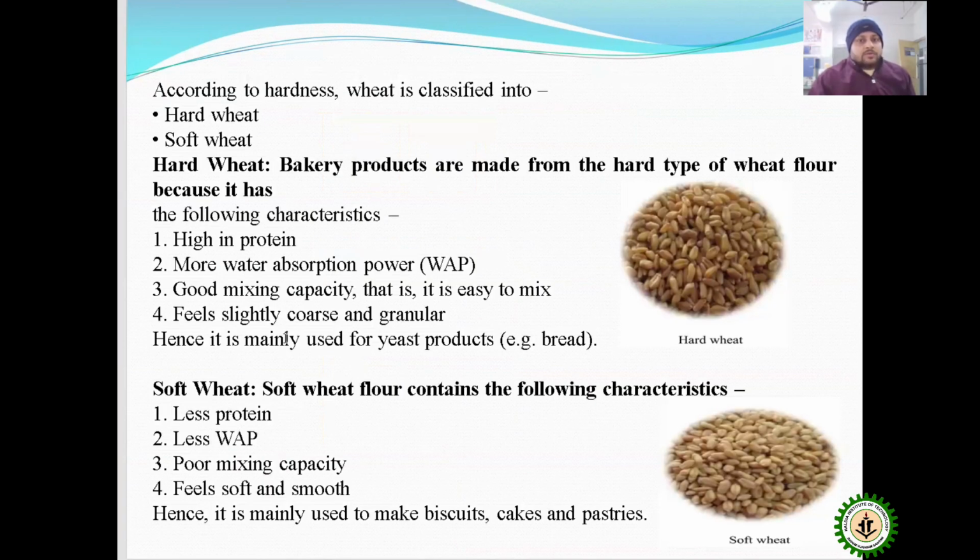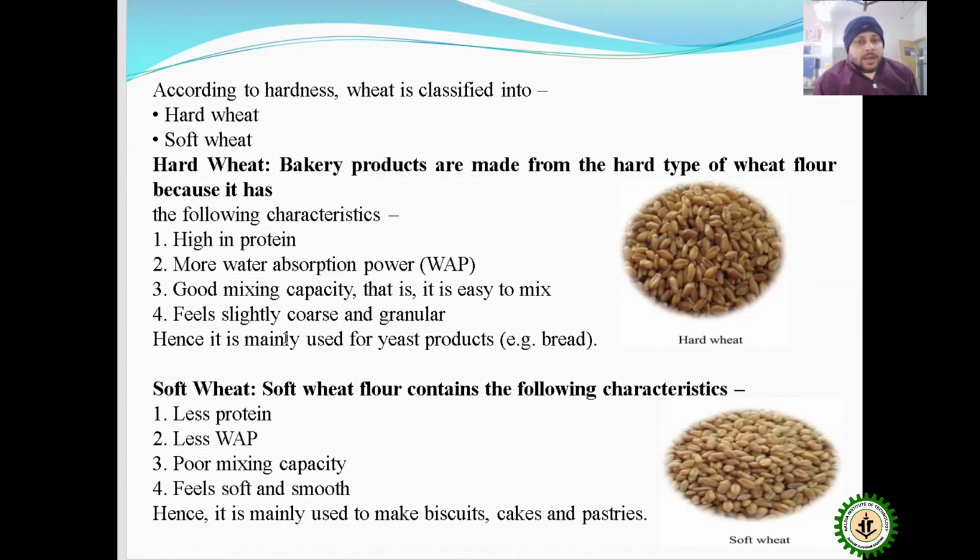So now, according to the hardness, there are mainly two types, but we can say there is another type, that is the medium wheat flour. The basic ingredient of hard wheat flour is a higher percentage of protein, and for soft wheat flour the percentage of protein is less. And when we add the required amount of hard wheat flour and the required amount of soft wheat flour, then we get the medium wheat flour.